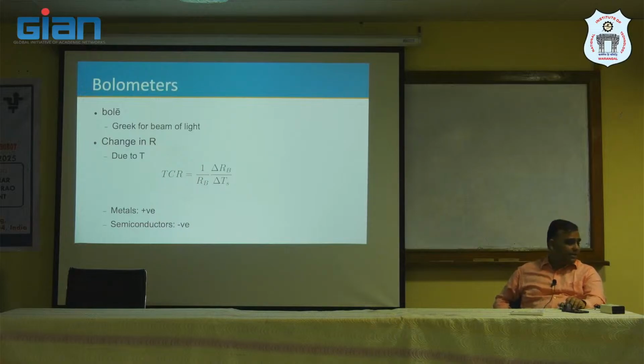So, the word bolometer comes from bole, which is Greek for beam of light, and these sensors work in a much simpler fashion. Essentially, their resistance changes with temperature, okay? And we have a temperature coefficient which is 1 over R_B times delta R_B over delta T. So, how much does my resistance change at a given resistance as my temperature changes?